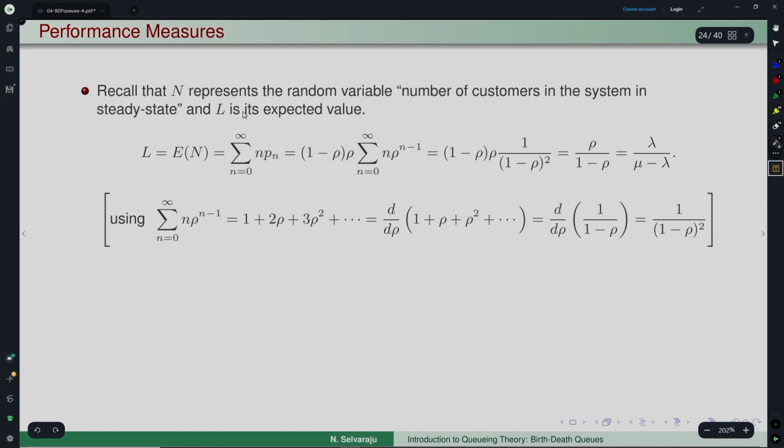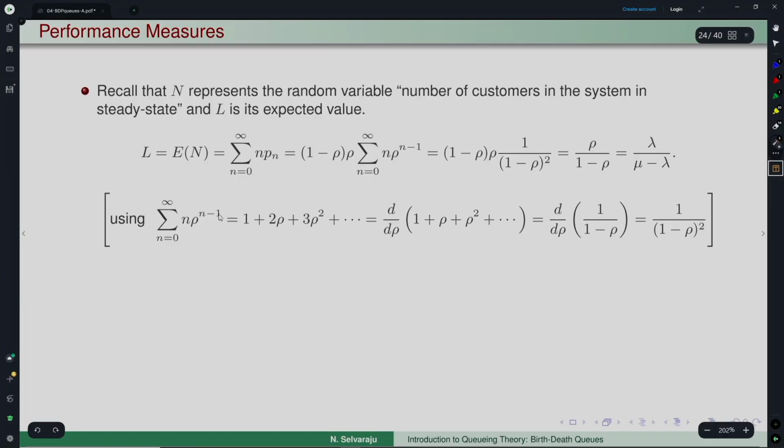Now, if you denote L as its expected value, then L is equal to the expectation of n, which by definition is equal to this quantity. So, if I plug in Pn equal to (1 minus rho) times rho to the power n, I will get this one. This summation, typically we use these power series expansions for different quantities, right. So, the geometric series expansions in a way.